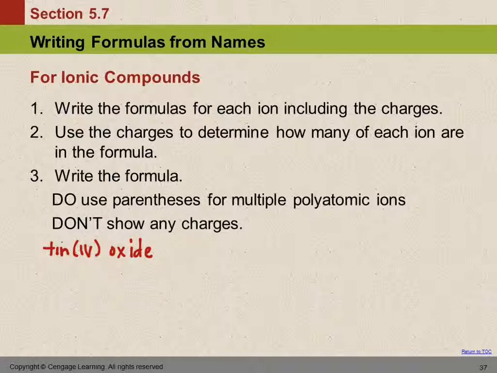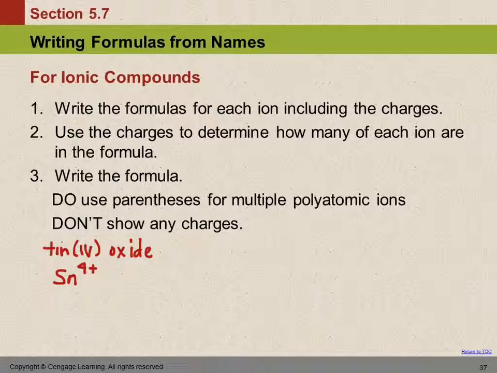So what we need to do is write the formulas for these ions. There's always 2 ions, and there's 2 words. So we've got tin 4 and we've got oxide. The element symbol for tin is Sn, and the Roman numeral 4 tells us that the charge is 4+.